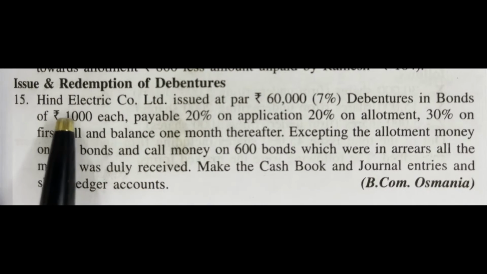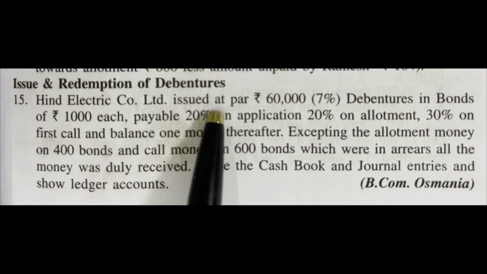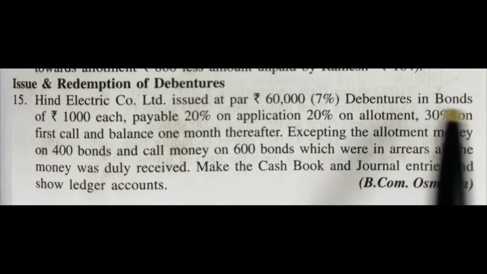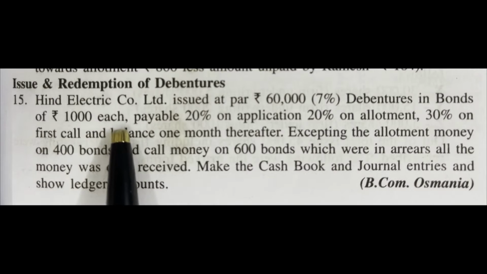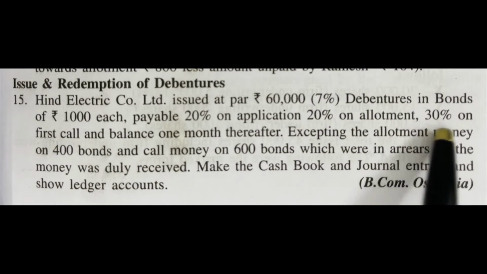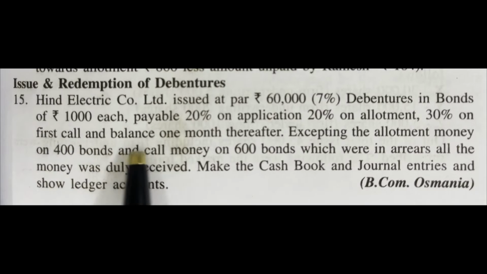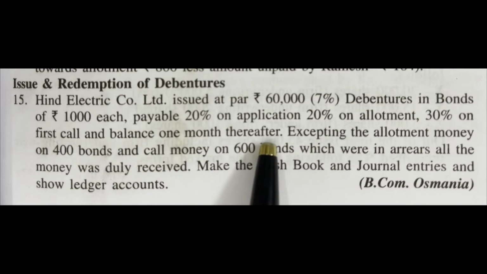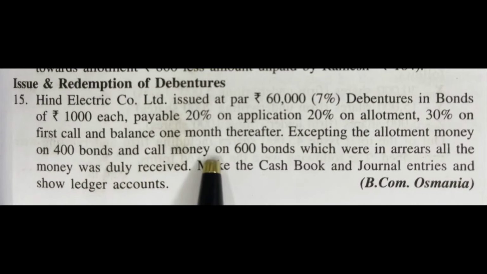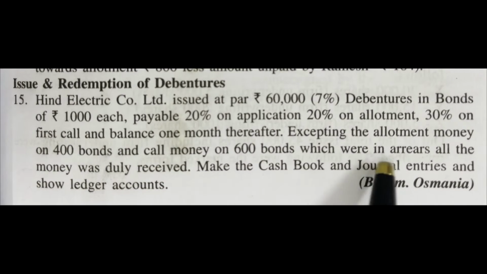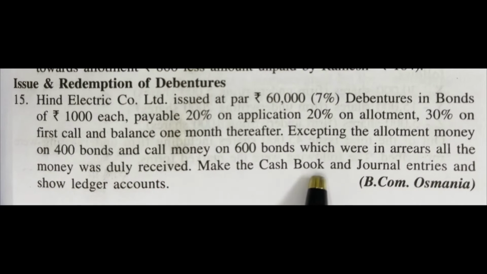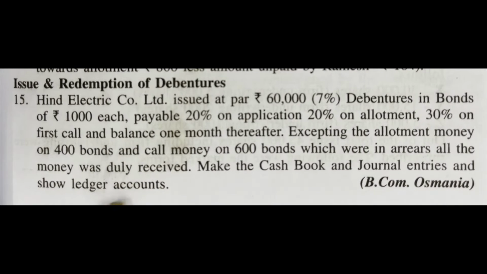15th problem. Hind Electric Company Limited issued at par 60,000 7% debentures in bonds of 1,000 rupees each, payable 20% on application, 20% on allotment, 30% on first call, and the balance 1 month thereafter. Accepting the allotment money on 400 bonds and the call money on 600 bonds which were in arrears, all the money was duly received. Make the cash book and journal entries and show ledger accounts.